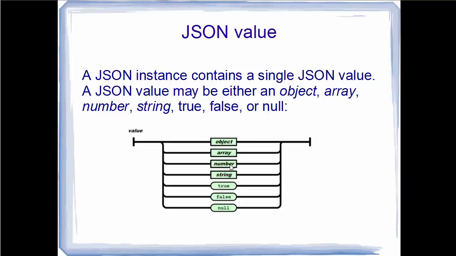Number means it can be an integer or a decimal value, and string is a string, and the other three formats are true and false for Boolean. And if you don't have any data, you can send null. Okay, so these are the data types which can be used to send the values in JSON. It can be an object, an array, a number, a string, or a Boolean value, or if you don't have any data, then you can send null also.